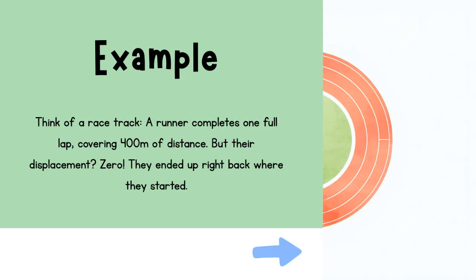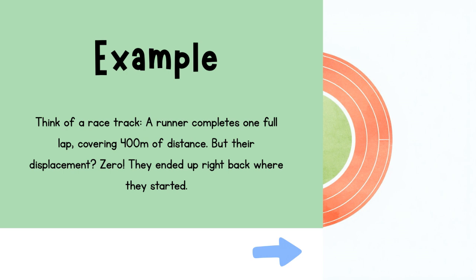Imagine a racetrack for a moment. A runner starts at the starting line and completes one full lap around the track, covering 400 meters. Now, even though they've run a full 400 meters, their displacement, which is the straight-line distance from their starting point to their ending point, is actually 0. That's because they end up right back where they started.